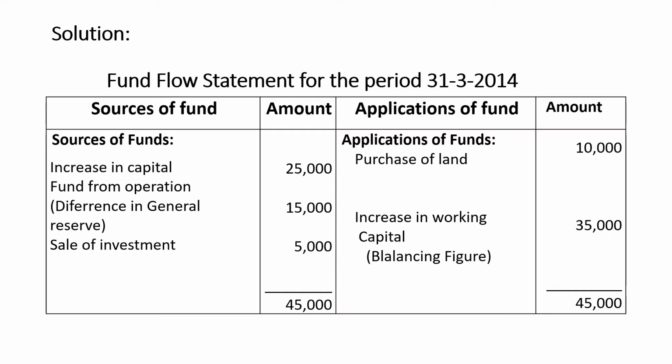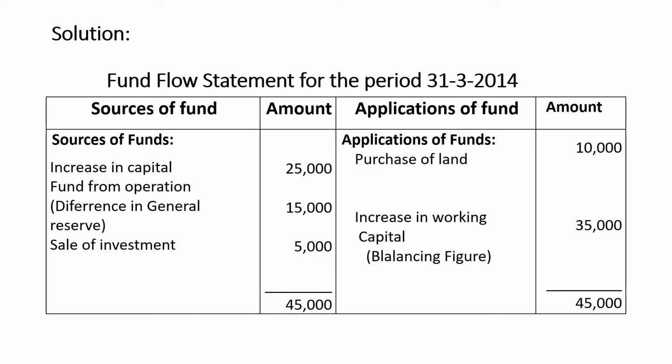Fund from operation. It is the difference in general reserve. During the year 2013, the reserve fund is 60,000 and for the year 2014, 75,000. The difference between 60,000 and 75,000 is 15,000. This amount is considered as a source of fund.